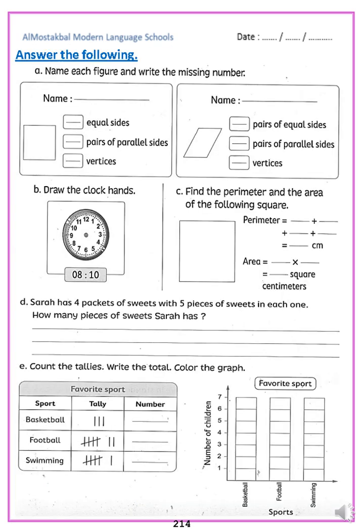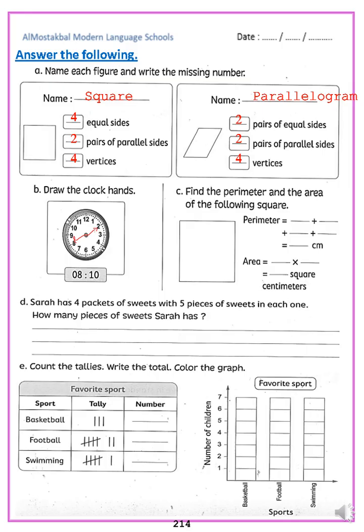Answer the following. Name each figure and write the missing number. The first figure is square, has 4 equal sides and 2 pairs of parallel sides and 4 vertices. The next shape is parallelogram. Parallelogram has 2 pairs of equal sides and 2 pairs of parallel sides and 4 vertices. Draw the clock hands. The short hand points to 8 and the long hand will point to 2.